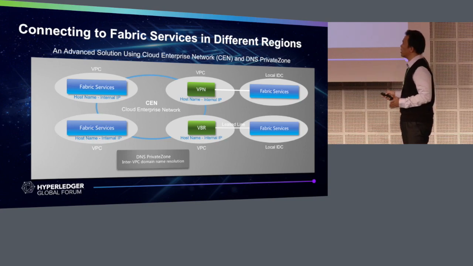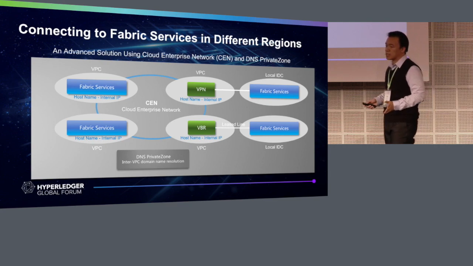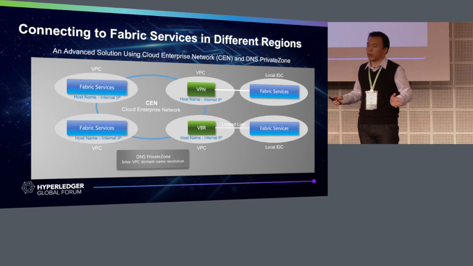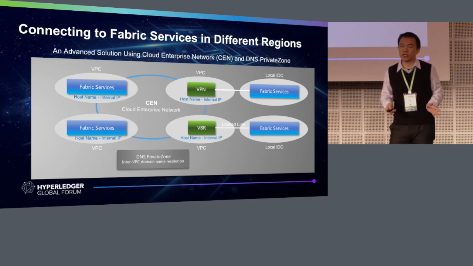This is already supported by Alibaba Cloud BaaS today, and I want to emphasize that it is not only applicable to Hyperledger Fabric, but also applicable to any other blockchain technology.